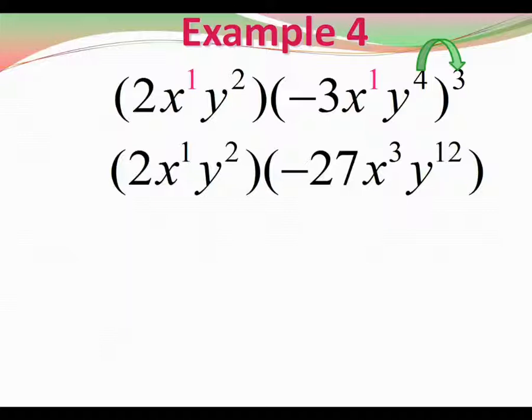And why would it be -27? Because it's -3 in parentheses to the third. So it's -3 times -3 times -3, which would give you -27.